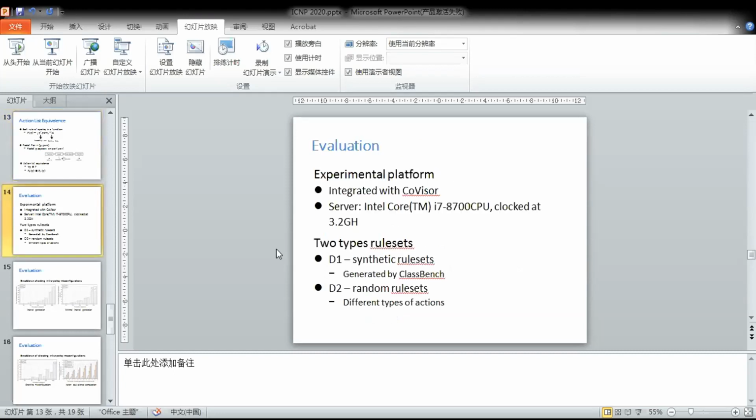Okay, next we evaluate our approach. We implement our checking algorithms and integrate them with Kave. Kave is a combination of hypervisors. We also use two types of rule sets. One is a synthetic rule set, which is generated by ClassBench. The other is a random rule set.